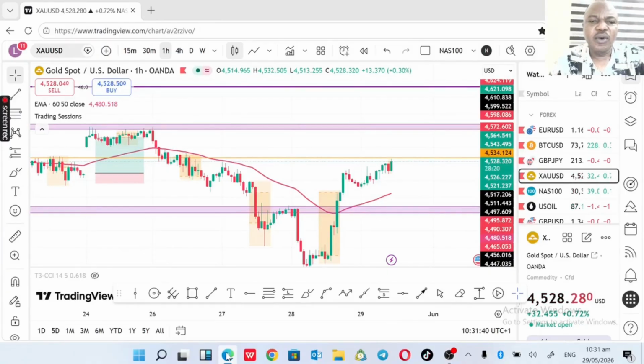2026. Once again, we're going to be looking at how to trade gold effectively, most especially top-down analysis and how you can buy and sell effectively without any problem.